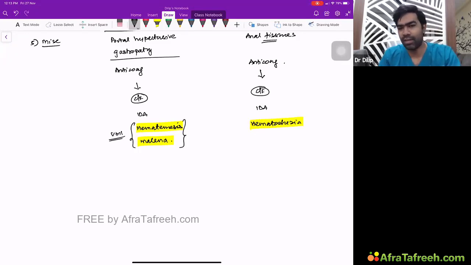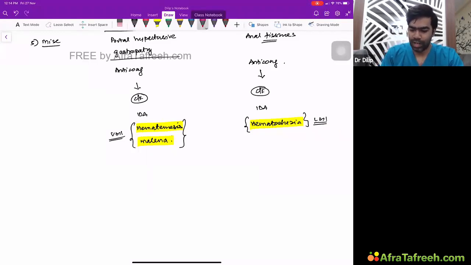Very, very rarely, there are some cases which have been proven to originate from a lower gastrointestinal source, but very unlikely. Whereas hematochezia is usually a lower gastrointestinal bleed, but extremely rarely it can be coming from an upper gastrointestinal source as well.